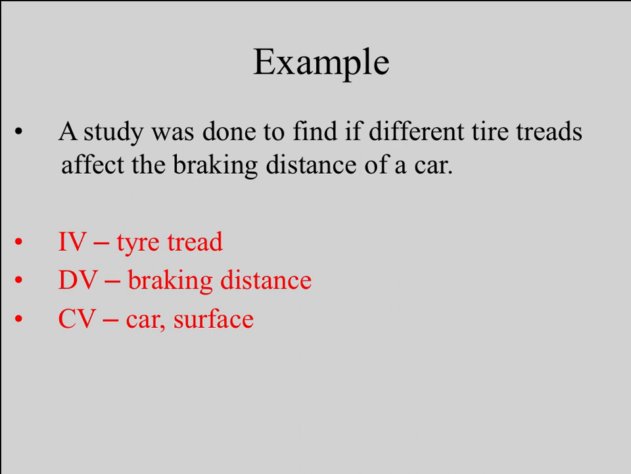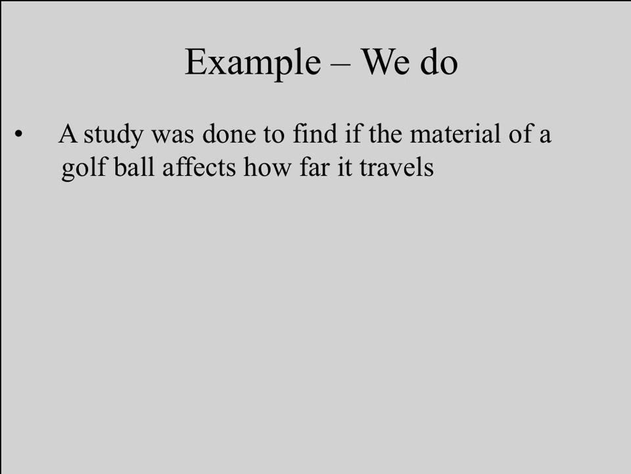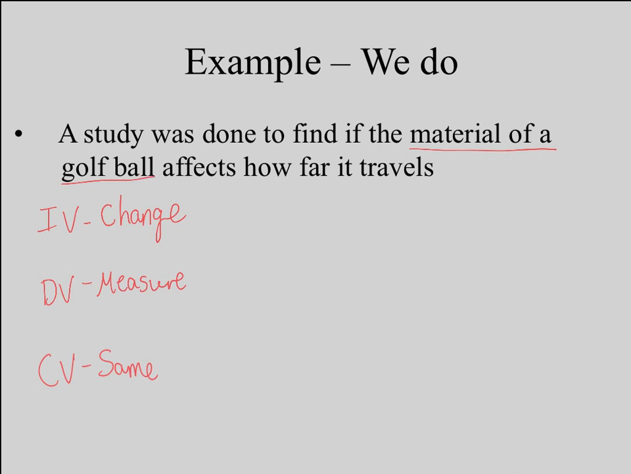So another one then, what I'd like you to do is pause the screen and have a go at it. Okay, if not, don't worry, I will go through this one again. You can note it down, up to you. So, independent variable. What's the independent variable? The one that we change. What's the dependent variable? The one that we measure. What's the control variable? The one we keep the same. So always do that. A study was done to find if a material of a golf ball affects how far it travels. So what are we changing? The material of the golf ball.